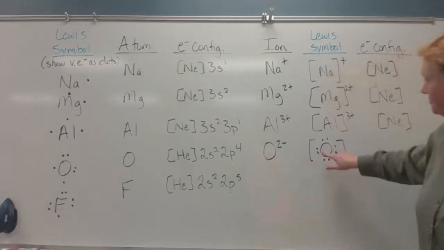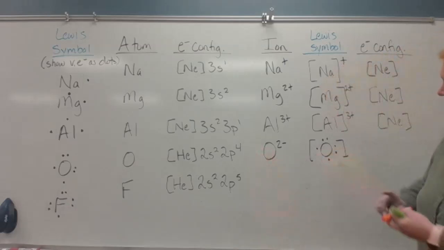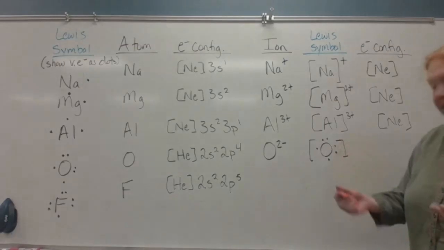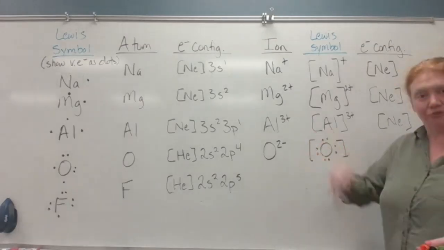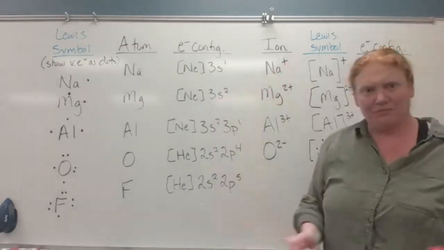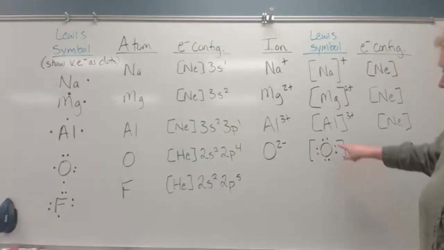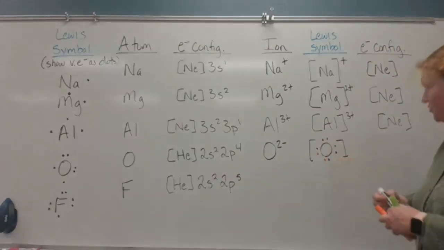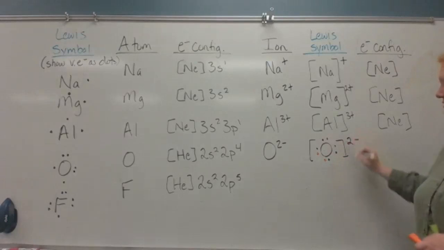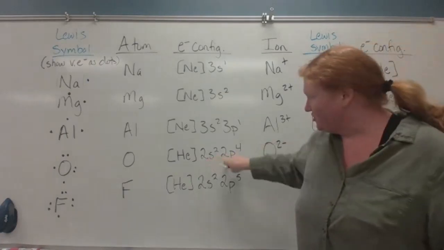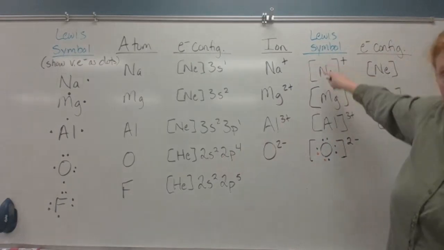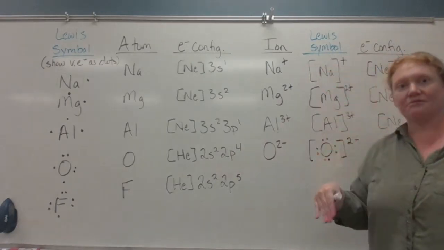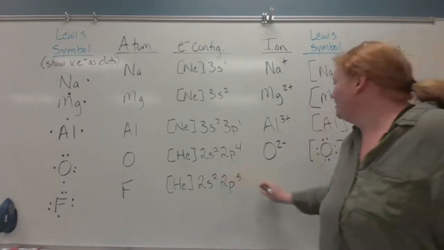It gained 2. In fact, if I look at my previous picture, there were the 6 it had to begin with. There's the 2 it gained from some source, like pairing up with a metal. You do draw the dots. You do include the charge outside the bracket, because this original valence shell is now full of 8 electrons. The original valence shell has no electrons, so no dots are drawn.